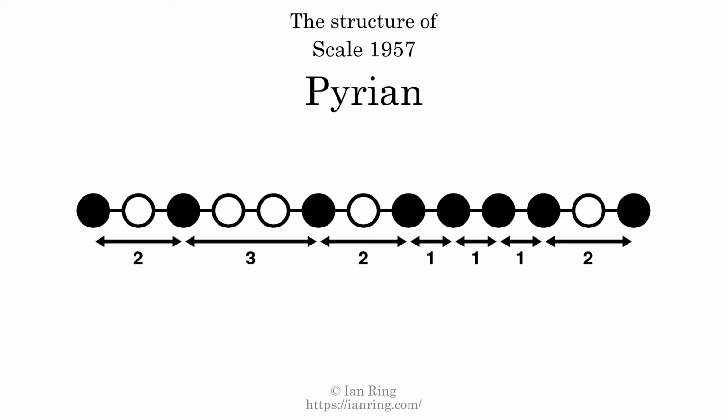The structure of a scale is a description of the interval distance between each successive tone. This scale has a structure of 2-3-2-1-1-1-2.